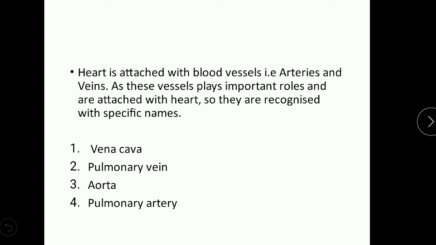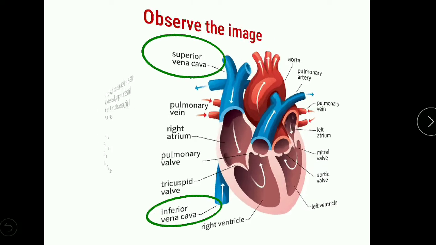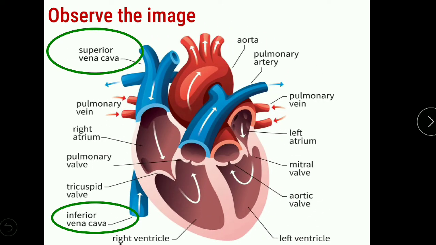Heart is attached with blood vessels, that is arteries and veins. As these vessels play important role and are attached with human heart, they are recognized with specific names. Vena cava, pulmonary vein, aorta, pulmonary artery. Observe and find the vena cava. I found 2, superior and inferior vena cava.